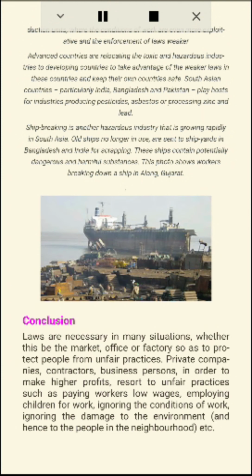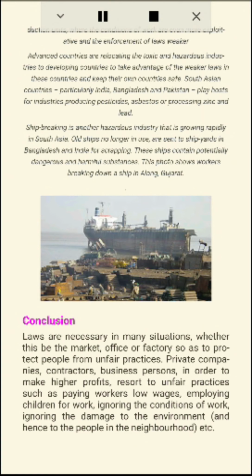Conclusion: laws are necessary in many situations, whether this be the market, office or factory, so as to protect people from unfair practices. Private companies, contractors, business persons, in order to make higher profits, resort to unfair practices such as paying workers low wages, employing children for work, ignoring the conditions of work, ignoring the damage to the environment and hence to the people in the neighborhood, etc.